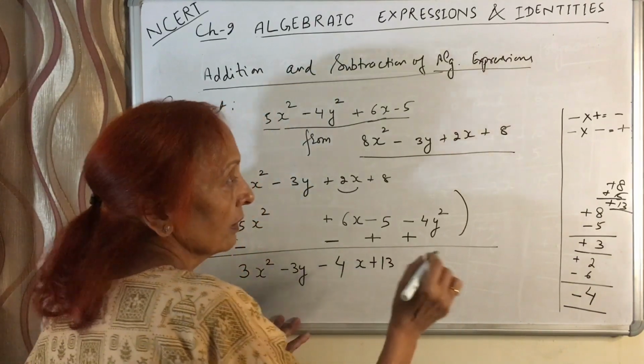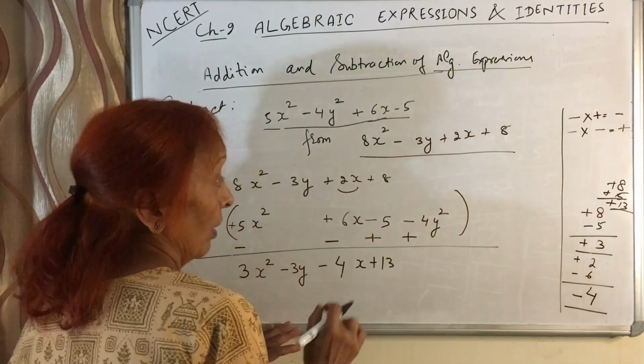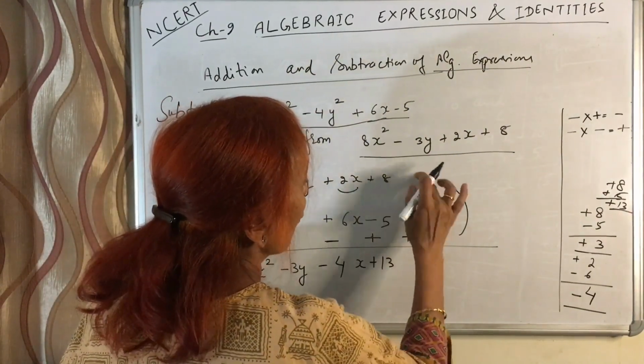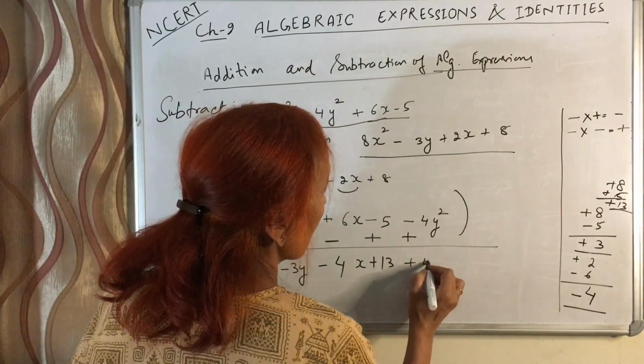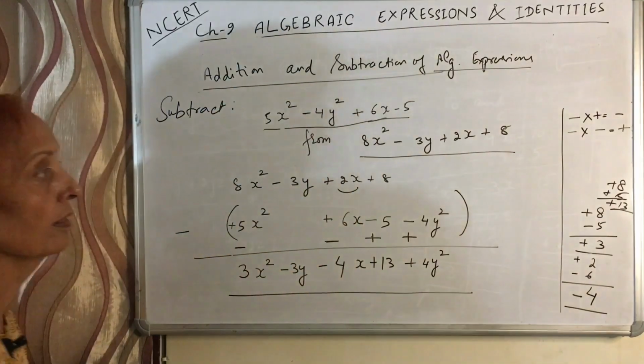You know how this is? Same sign you will add and put the same sign here. And there is no y term here, so plus 4y square. So, this is the answer.